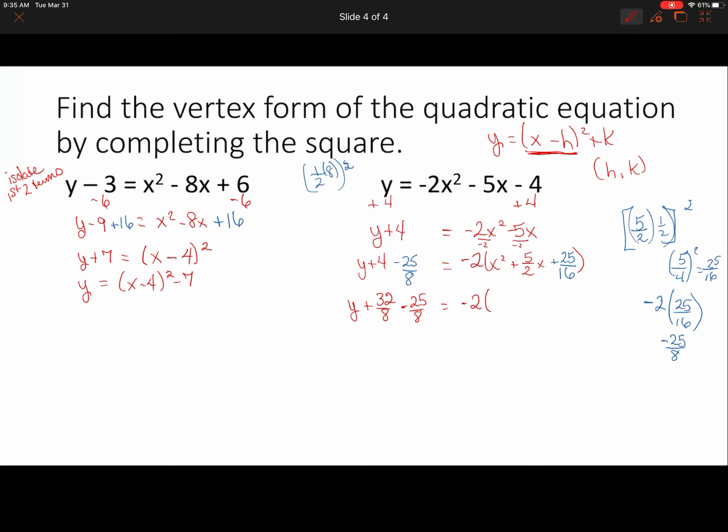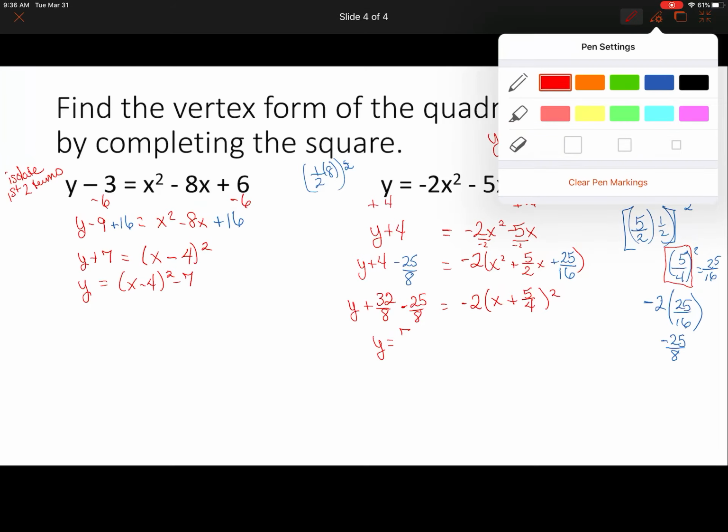To save ourselves a step, let's go ahead and factor our perfect square trinomial. We did this by design, so it will be an x plus something squared. And what is that plus something? It's the 5/4, the number that we added before we squared it. And so 32/8 minus 25/8 is going to be 7/8. So y plus 7/8.